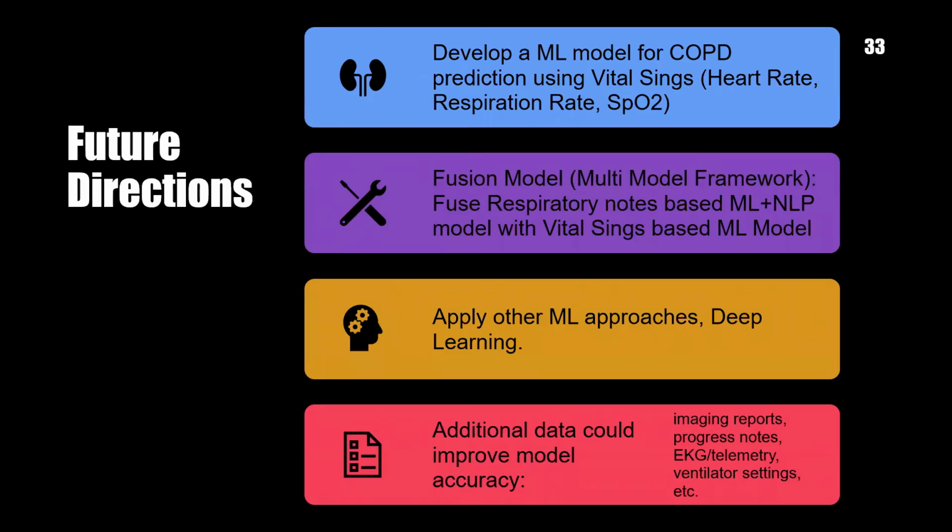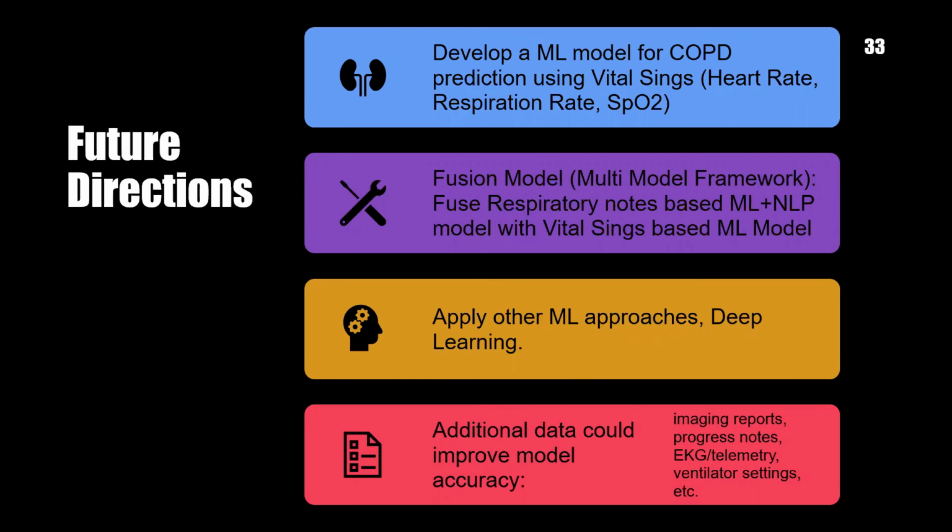So the plan for the future is, I'm thinking about using the same machine learning models on numerical data, like vital signs and respiration rate, and SpO2, which is a factor for COPD patients, and then probably combining this with the text-based model, fusing these two to see if I can get better results.